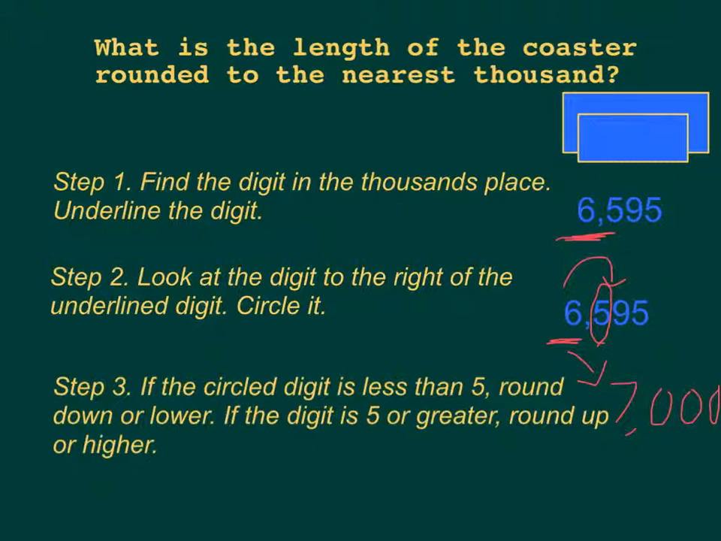So therefore, 6,595, which was our original starting number before we rounded to the nearest 1,000, becomes 7,000 when rounded to the nearest 1,000. Because that 5 in the hundreds place, the digit to the right, was 5 or greater, so we had to round up.